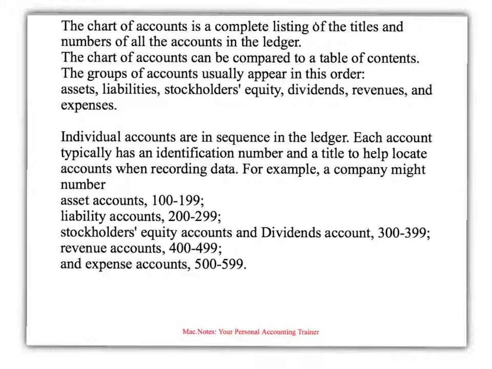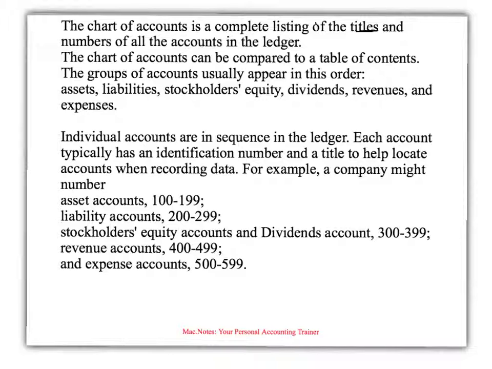Now each business has a record of all the accounts they have and the account numbers. This is called the chart of accounts, and it's a complete listing of all the titles and numbers of all the accounts in the ledger. It can be compared to a table of contents in a book.